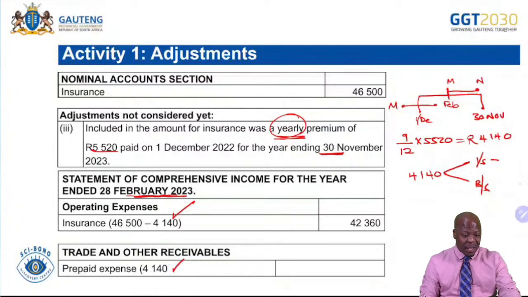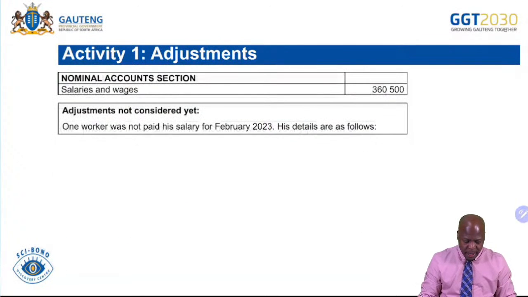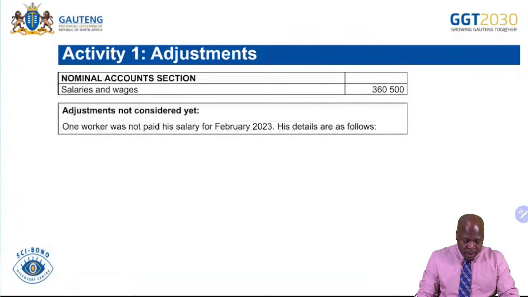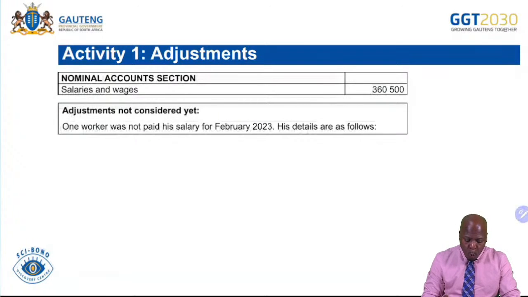Okay, are you ready for the next adjustment? Let's look at the next adjustment. And it reads, salaries and wages. It says, adjustments not considered yet. One worker was not paid his salary for February 2023. His details are as follows.